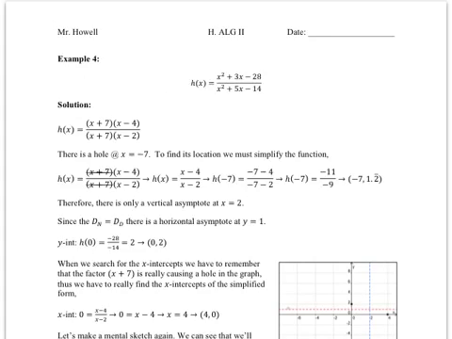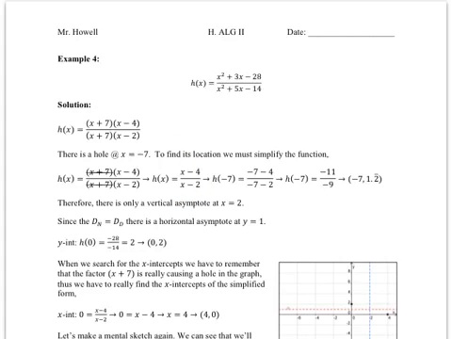Alright. Finally, an example with a hole in it. So we start by factoring. We've got our numerator and denominator. We see that x equals negative 7 is clearly a hole. So we have to simplify the function. So we go ahead and simplify the function here.